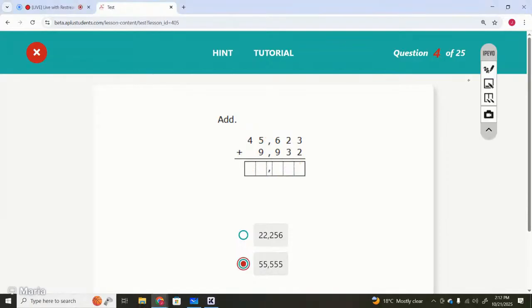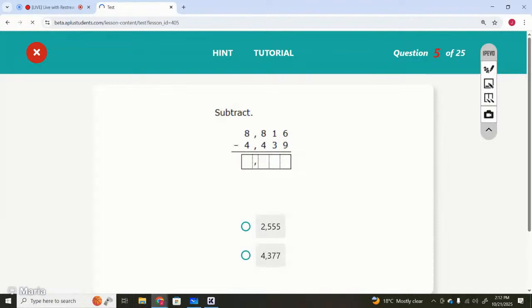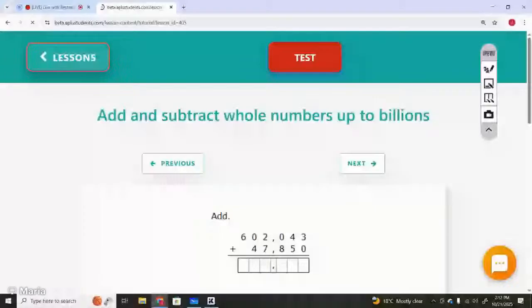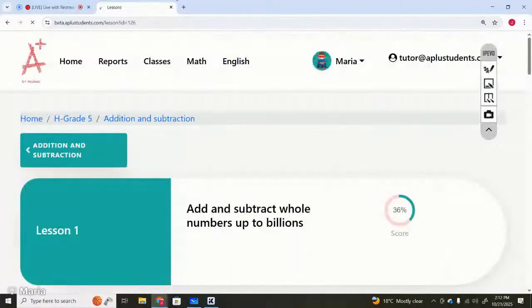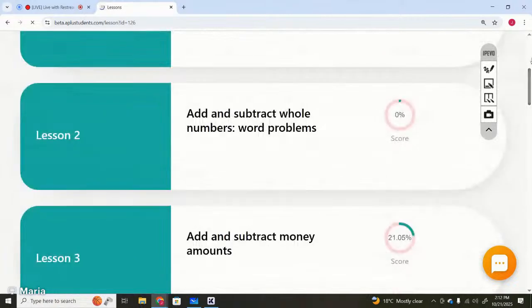Okay, you can complete the lesson by yourself later today. Let me just move on to the next lesson. The next lesson is add and subtract whole numbers, word problems.